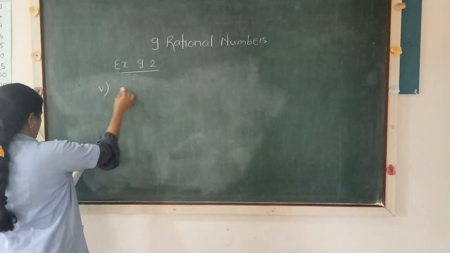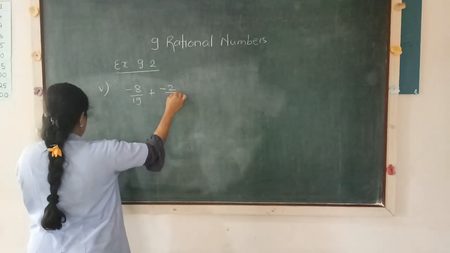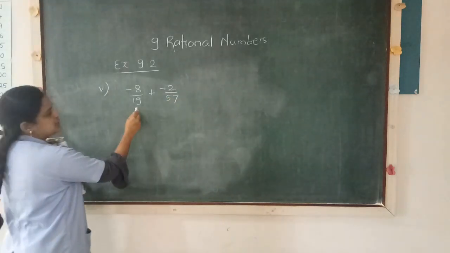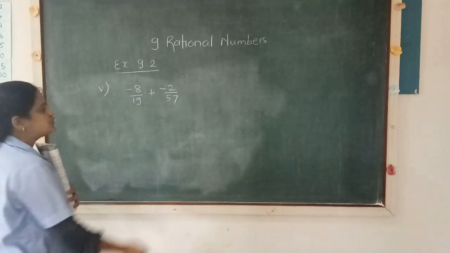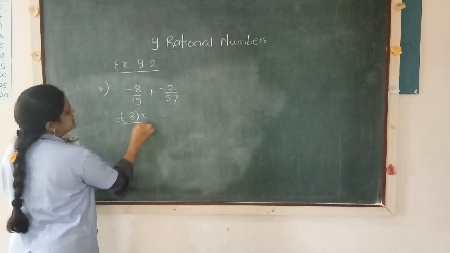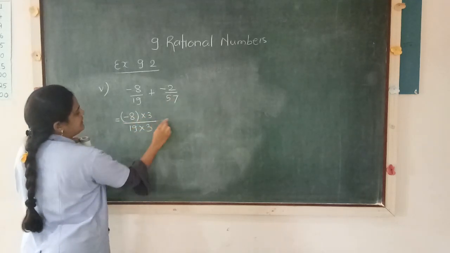Fifth one, minus 8 upon 19 plus minus 2 upon 57. Here, if you see the denominators, 57 is a multiple of 19. So simply, what can I do? I can make the denominator of the first rational number 57. Another I will leave as it is.